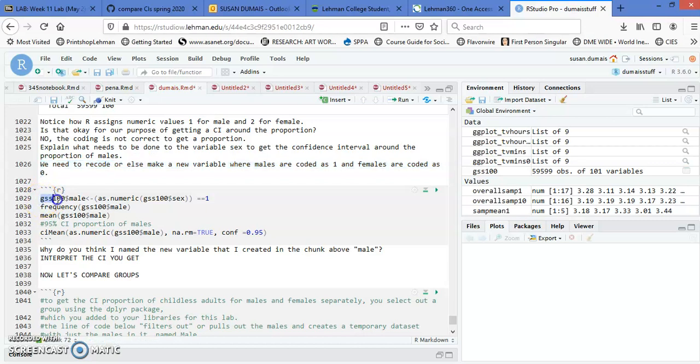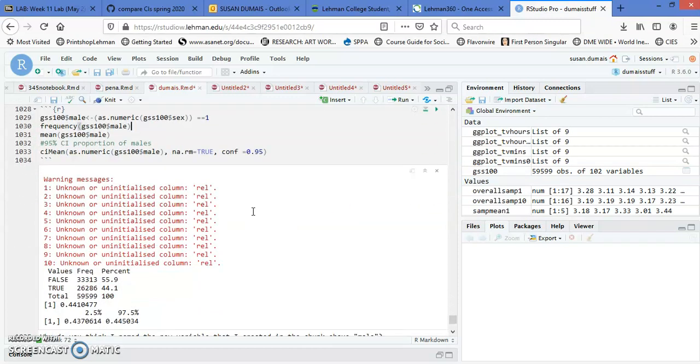We're making a variable called male. This is saying that every time the variable sex is a 1, we're going to make male 1, and then everybody else will be a 0. And in this case, the only everybody else there is are the females, right? So we're making a variable male, 0 if you're female, 1 if you're male. Get the frequency and the mean, and then we're going to get a 95% confidence interval. Okay, so let's run that.